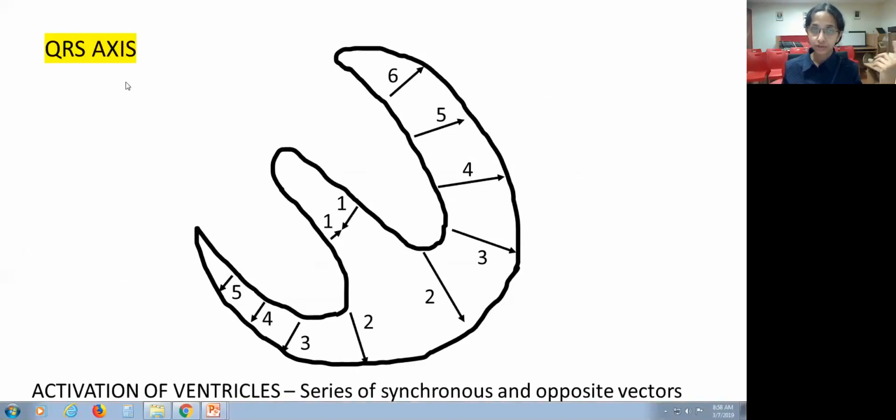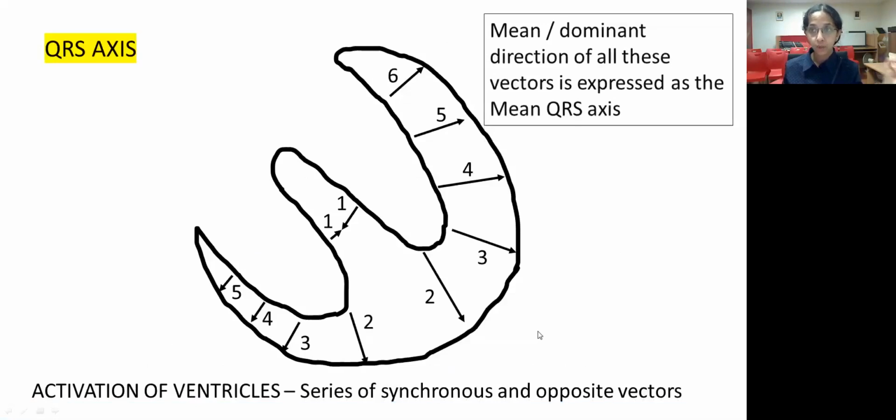A little revision of what we saw in the last class. The activation of the ventricles is happening at multiple points in a synchronous way, with multiple vectors going from the endocardial surface to the epicardial surface. However, at the end of it, what we see is the net vector, and the most dominant net vector direction is expressed as the QRS axis.